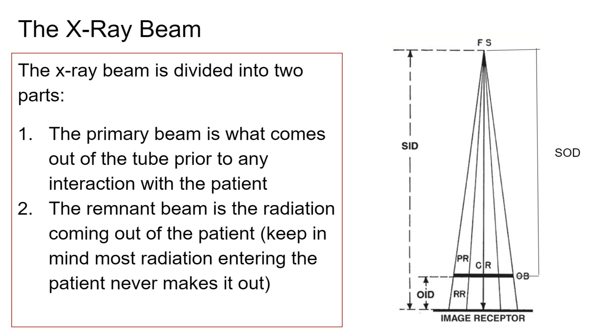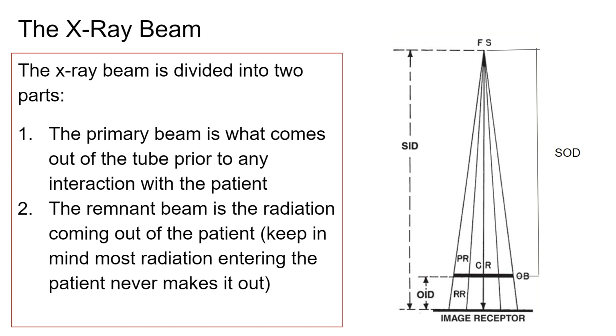Now, the small amount of radiation that we said is about 1% or so that actually makes it out of you, which I hate saying because I always think of the 99% that gets stuck in you. But the small amount that makes it out of you is this down here. It's what comes out of the object and hits the image receptor. That's known as the RR, the remnant beam. It stands for remnant radiation.